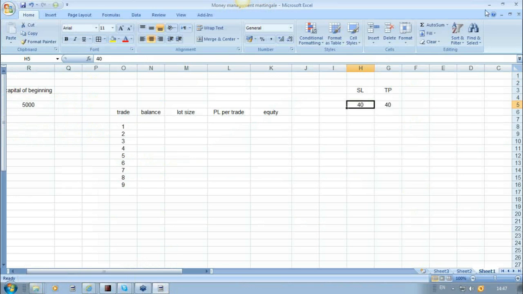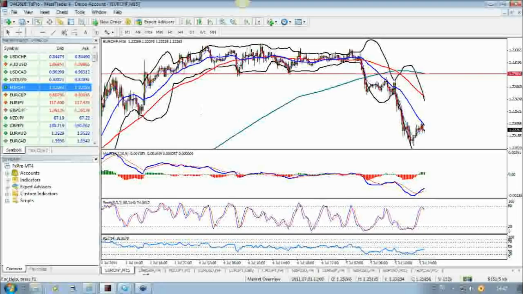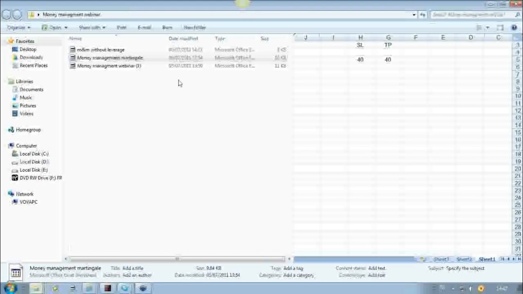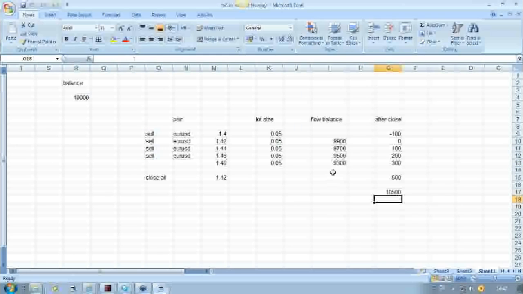Okay, friends, now for the last method, and that would be money management without leverage, or the way I call it.